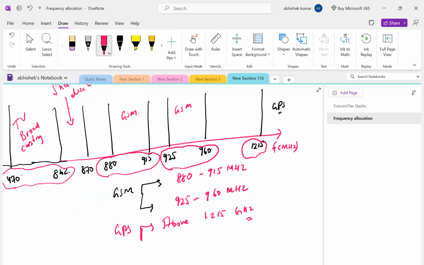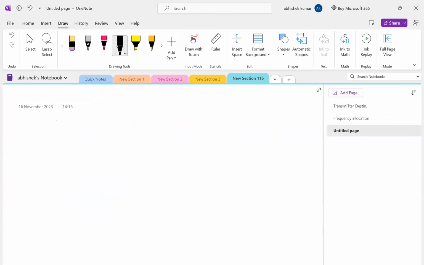And an example of GSM: they have taken an example of GSM 900. In this, they are telling that we have the uplink band. Uplink are those frequencies that we are using for uploading.